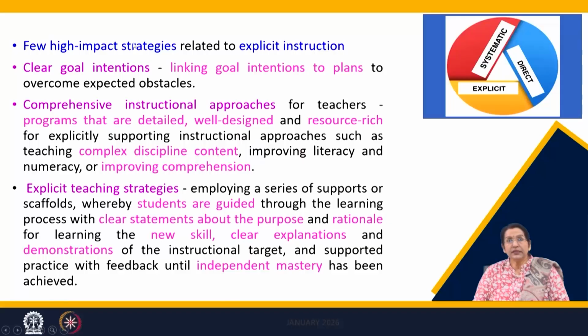A few high impact strategies are also related to explicit instructions, that is, career goal intention, linking the goal intention to the plans to overcome obstacles. Whatever we are learning, we can relate it to our higher goal or future goal, then we can easily overcome the obstacles and hurdles that we face in the process. Maybe some topics become very difficult for us, maybe somewhere we face some kind of doubts and conflicts.